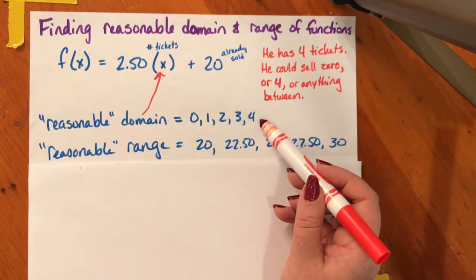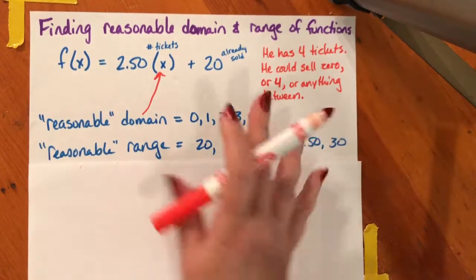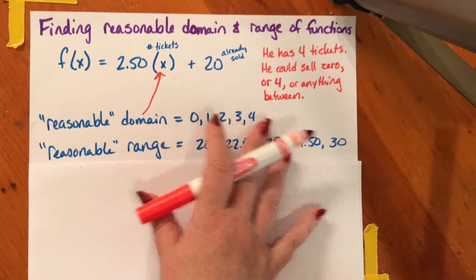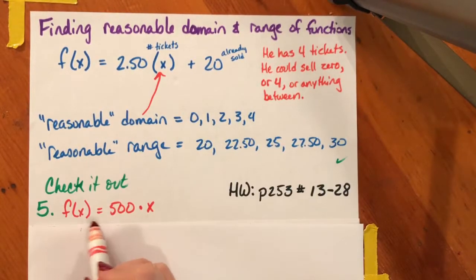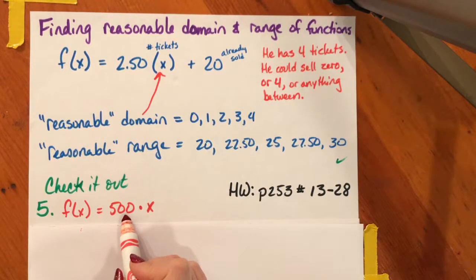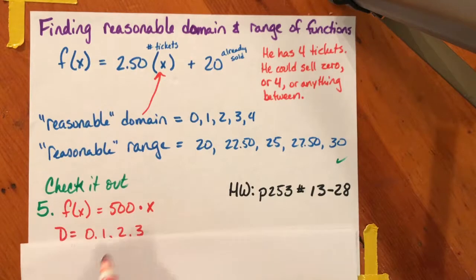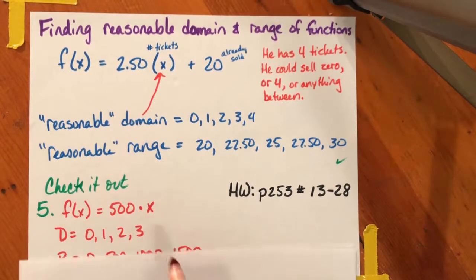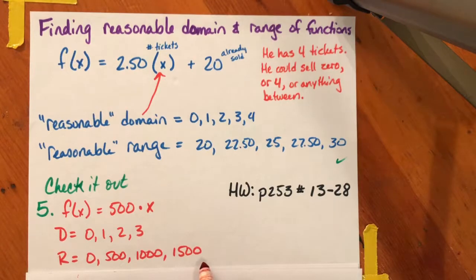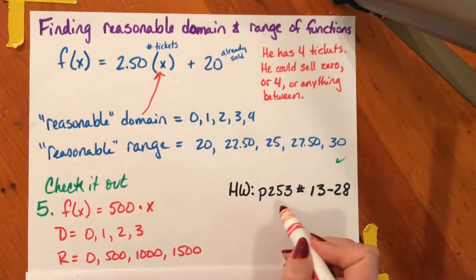And that's it. So try Check It Out number 5, push pause here, give that a shot and come back when you've given it a try. So we had the number of watts used for each setting is 500 times the setting number. So our domain is all of the setting numbers, which is 0 through 3, and we have to spell them all out. And then we have to stick these numbers in for x and give the range. And that was it.